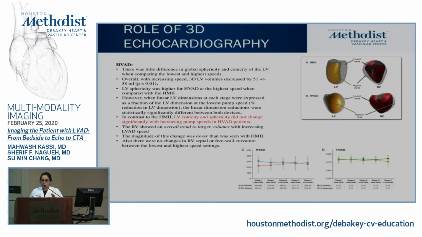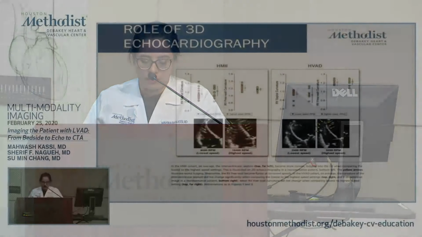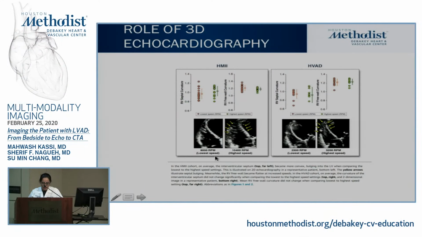And the RV volumes also significantly increased with increasing the LVAD speed. But the magnitude overall of the change in RV size was also less compared to HeartMate 2. So is that what makes HVAD a better profile in terms of hemodynamics? It's not been shown in long-term data, so we don't know if HVAD has a better hemodynamic profile than HeartMate 2. So this is how the shape changes: 8,000 versus 10,000 RPMs and 2,200 versus 3,200 RPMs, comparing HeartMate 2s and HVADs.